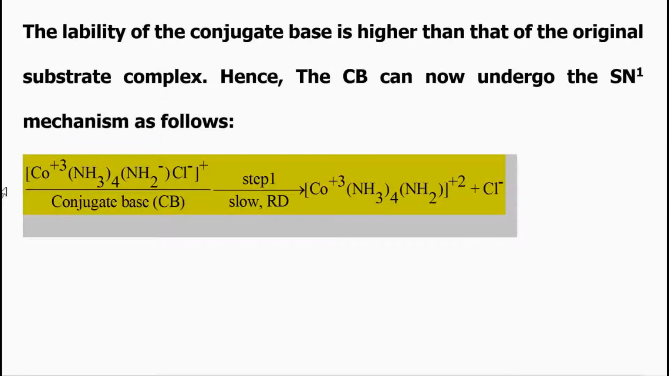So, see the reaction. In the SN1 mechanism, first of all the leaving group is removed, and then in the second step the incoming group enters. So, in step number 1, [Cu(NH3)4(NH2)]+ 2 plus Cl minus. This is a slow and rate determining step because removal of a ligand requires some extra effort.